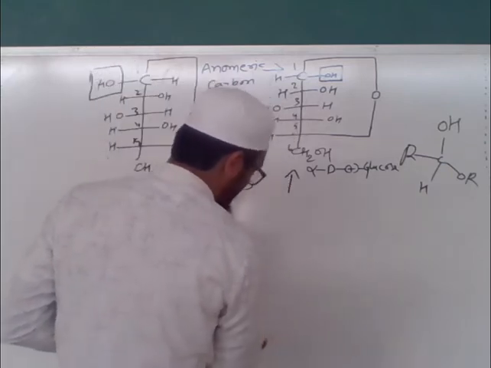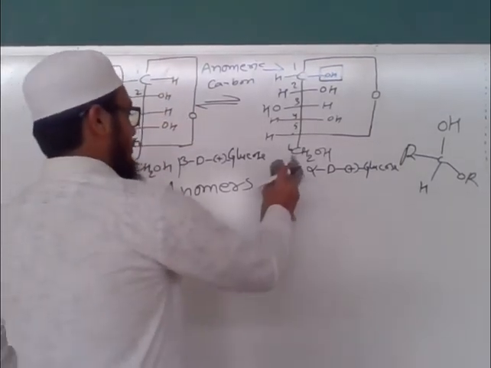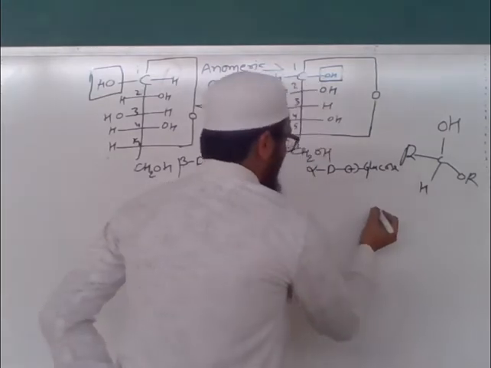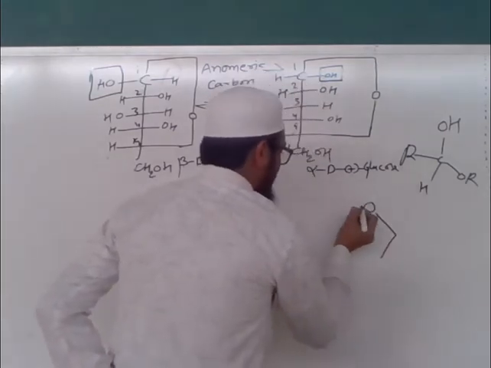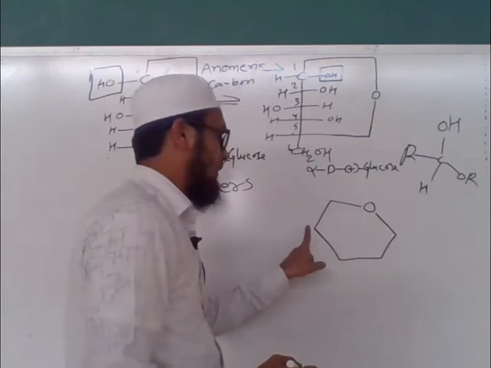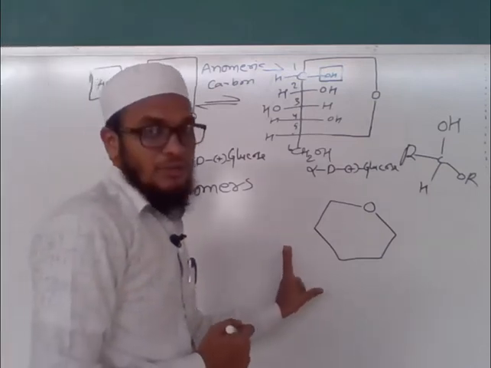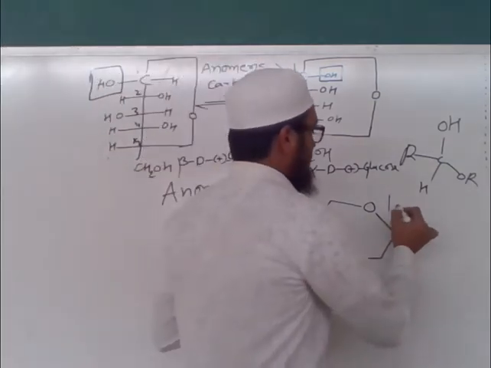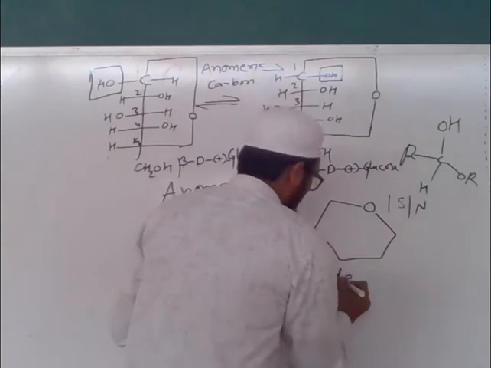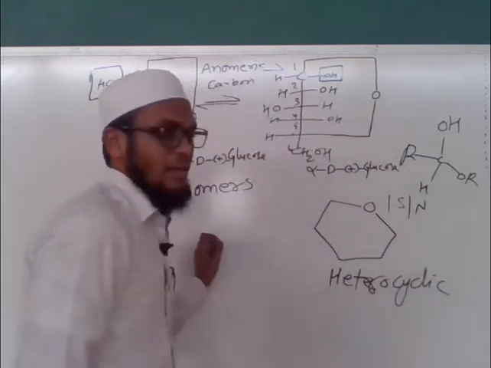Or I should say, do you know the definition of a heterocyclic compound? Yes, you will tell me, yes sir, we know what is called a heterocyclic compound. If a ring contains, look at this ring. This is a six-membered ring. It has 5 carbons, 1, 2, 3, 4, 5, and the last one is oxygen. So any ring which contains, besides carbon, oxygen, sulfur or nitrogen, is called a heterocyclic compound.